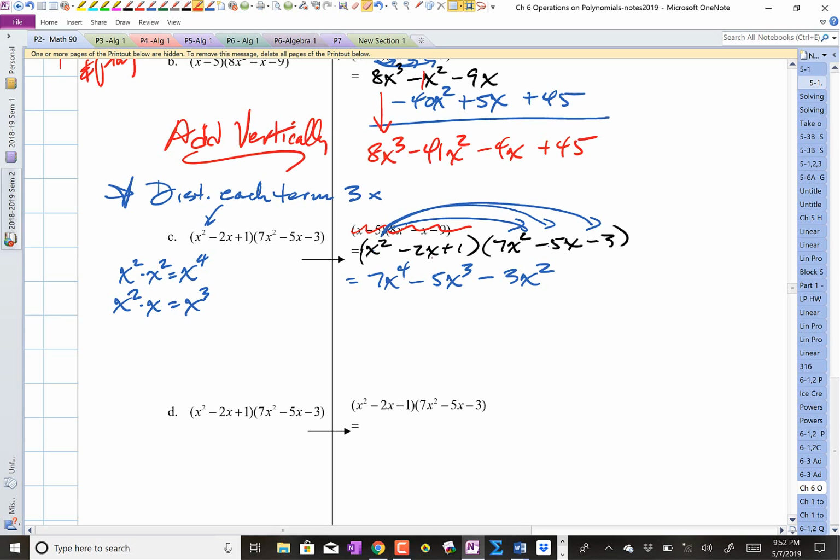All right, next term, we got to take the negative 2x and distribute through. So negative 2x times 7x squared. Negative 2 times 7 is negative 14. X times x squared.